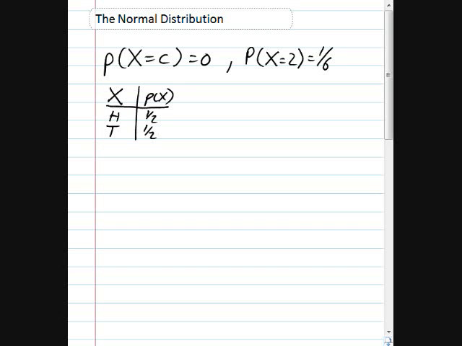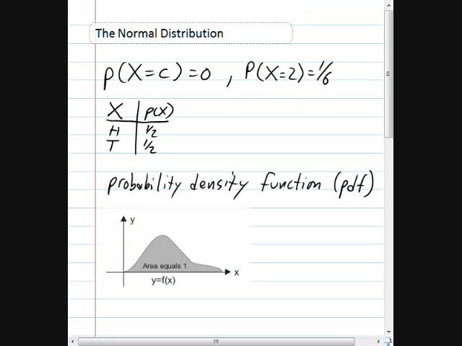Recall from our section on expected values that a random variable, if it's a discrete random variable, has a probability distribution, also known as a probability mass function. And if you have a finite sample space, as all of our examples have been, you can represent this probability mass function as a table. Continuous random variables have probability density functions, or PDFs. A function f of x is a probability density function if the area between the function and the x-axis equals 1.